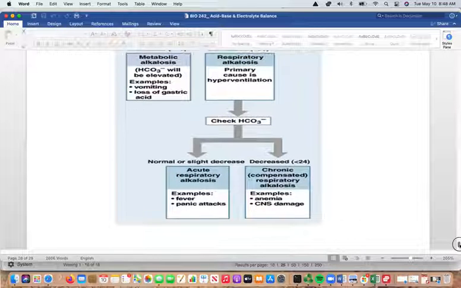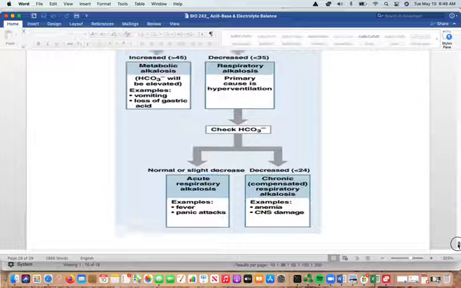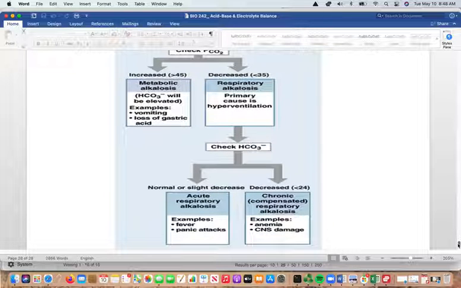So then you check the bicarbonate levels. If they're normal or slightly decreased, you could look towards acute respiratory alkalosis. This could happen from fever or panic attacks. If it's more decreased, chronic compensated respiratory alkalosis. Some examples could be anemia or CNS damage. And that is the end of the acid-base balance.